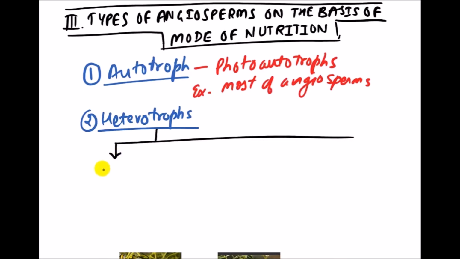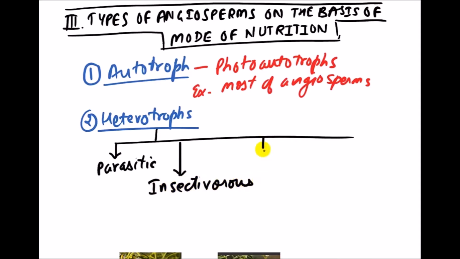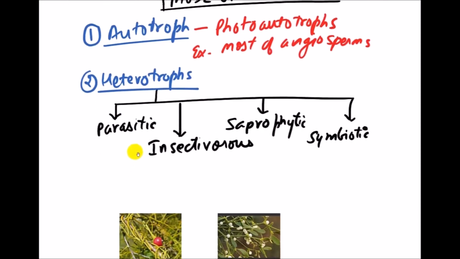Heterotrophs can be parasitic. These can be insectivorous. These can be saprophytic, or these may be symbiotic. So we are going to discuss the heterotrophs in this video.